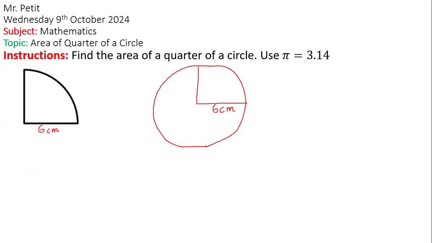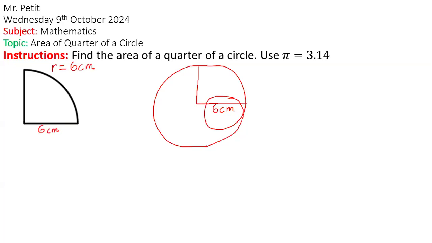Who all said 6? I did. I said 6, I have it right there in the chat. So the radius is 6. We don't have to half it because it's already half. As you can see, it's already the halfway mark, right? So the radius is already 6 since we're dealing with a quarter of a circle. So the radius is what? 6 centimeters.